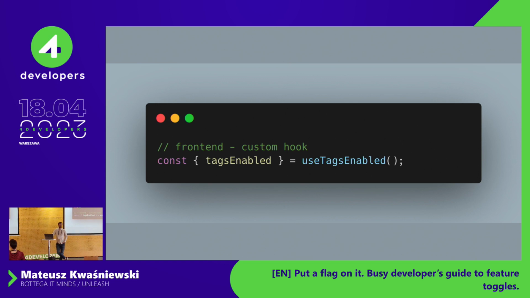He's reading the flag that was passed from the backend, and he reads it in his front-end code. So this is React, because React won. Just the same way our parents didn't get fired for choosing IBM, we don't get fired for choosing React, right? It's a safe bet nowadays.